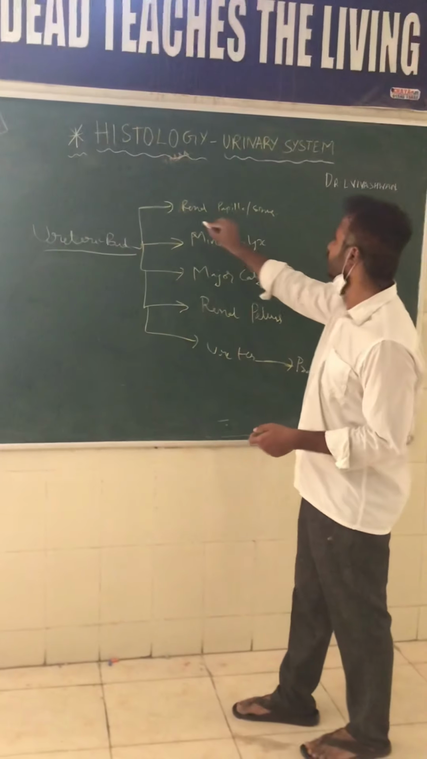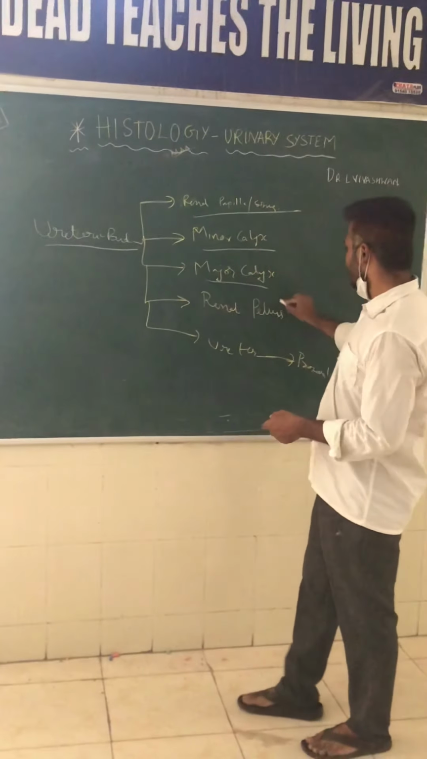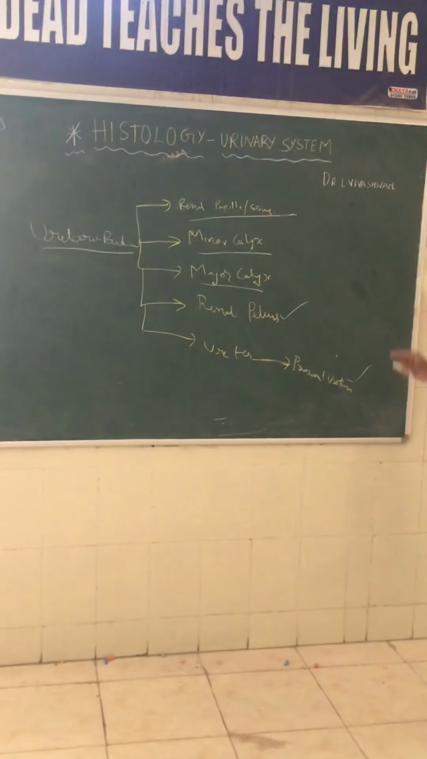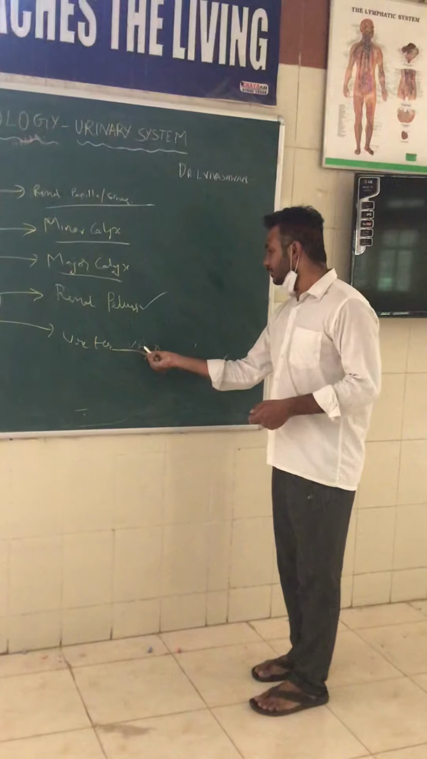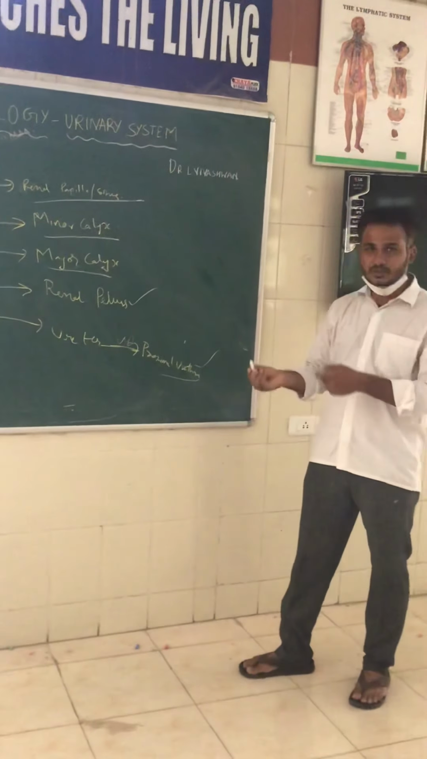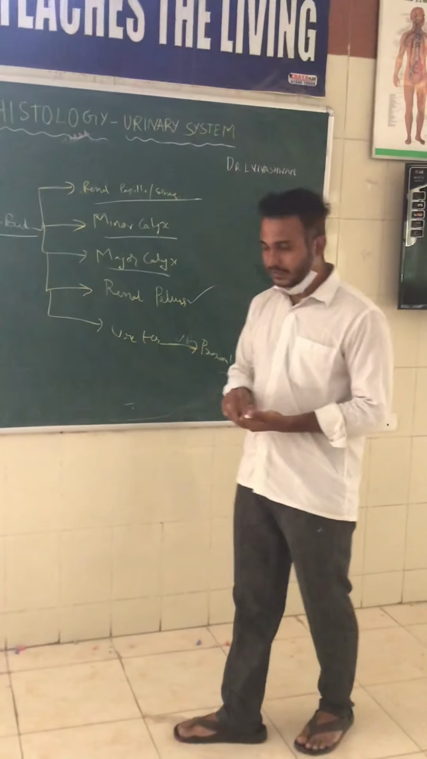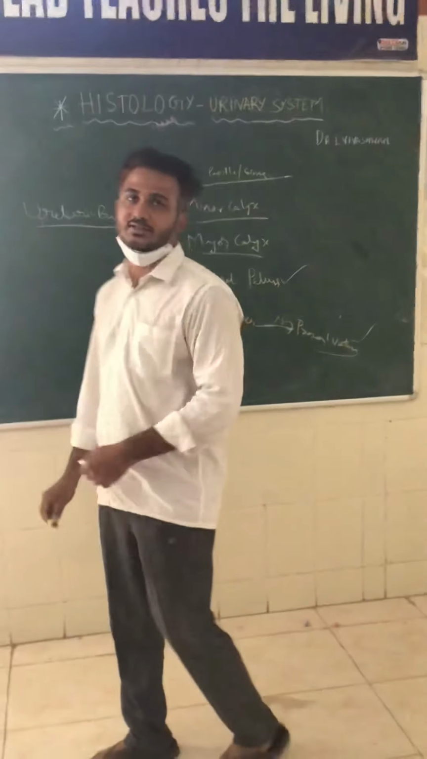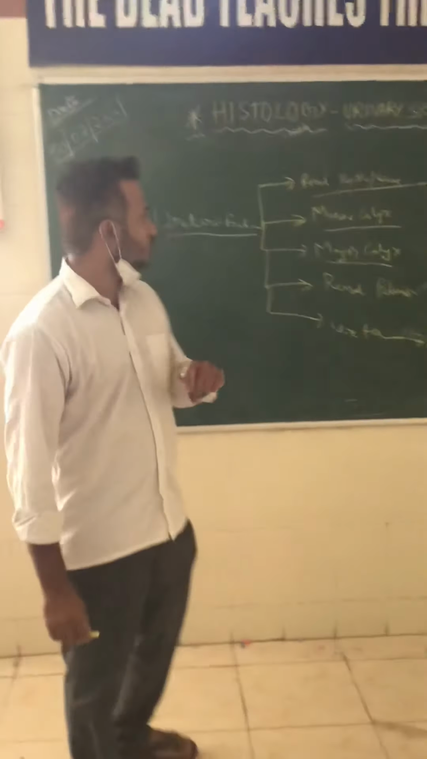The collecting portion includes the renal papillae or the renal sinus, minor calyx, major calyx, renal pelvis, and the ureter, till the urinary bladder as well as the urethra, the proximal part of the urethra. All this is lined by one type of epithelium which is exclusively restricted to the urinary system. It is called the transitional epithelium, also called urothelium.